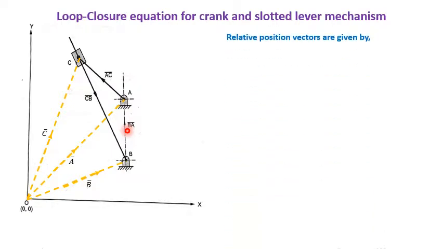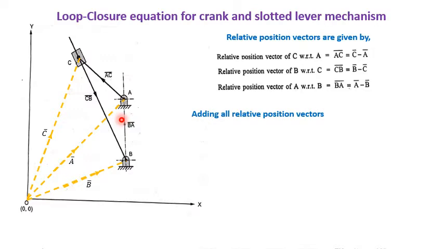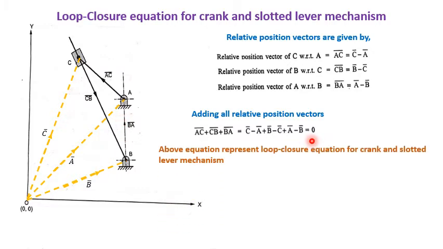Let us consider the relative position vectors. Relative position vector of C with respect to A is C vector minus A vector. Similarly, for the link BC, B vector minus C vector, and for the link AB, A vector minus B vector. So these are the relative vectors with respect to each link. Clear? Now I am going to add all the position vectors in order to check the loop closure equation. After adding all the position vectors, we got 0. Therefore, this equation represents the loop closure equation for crank and slotted lever mechanism.